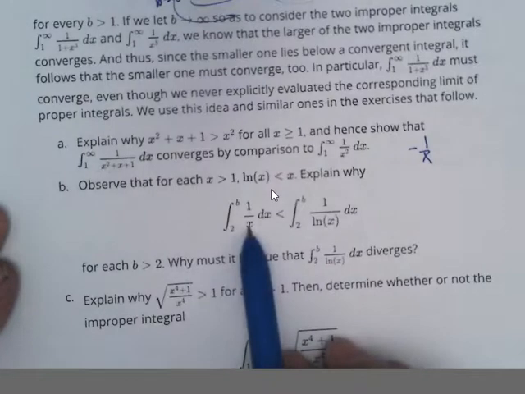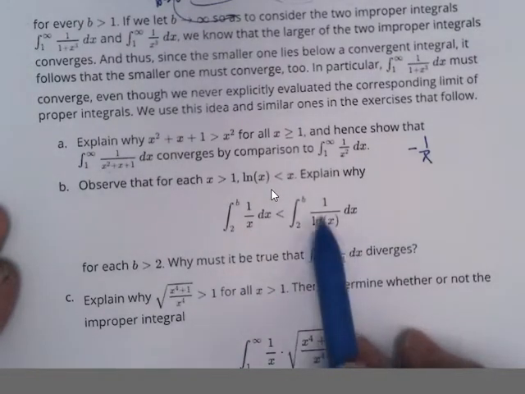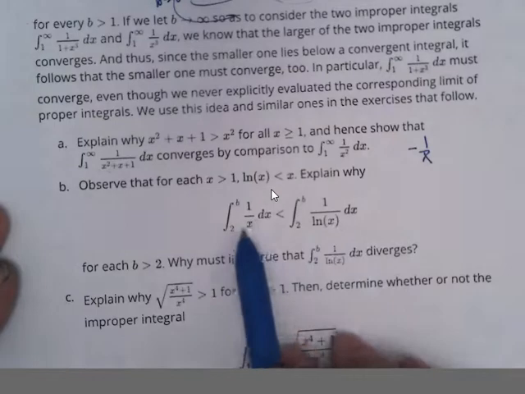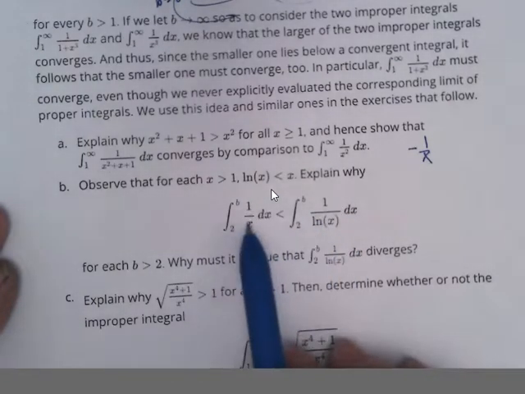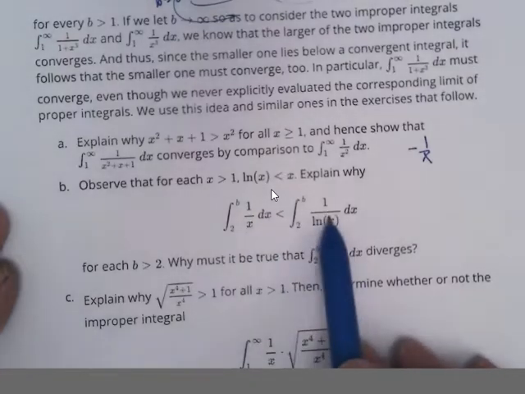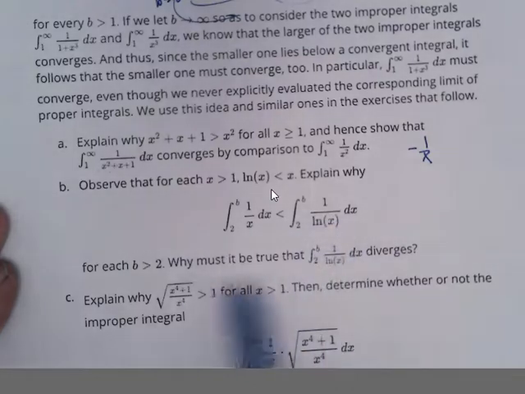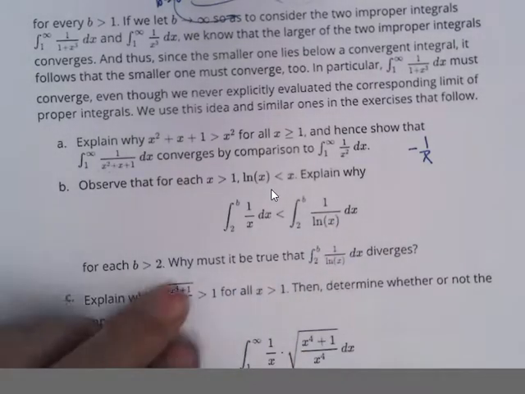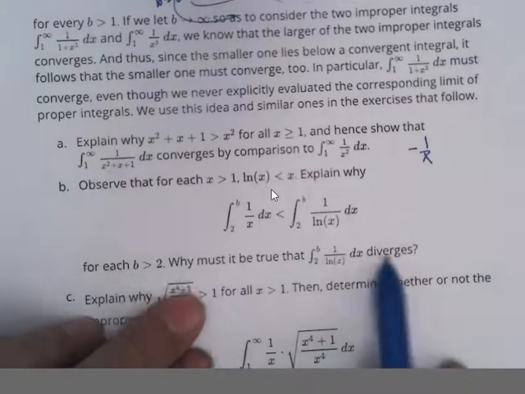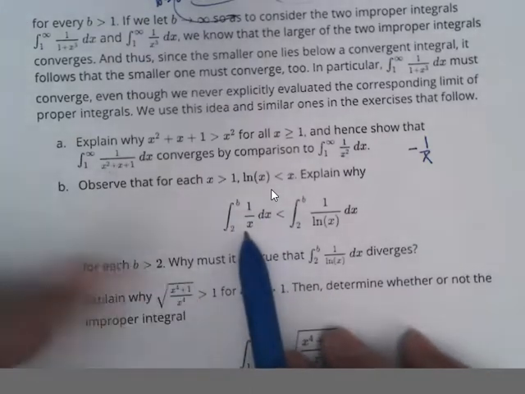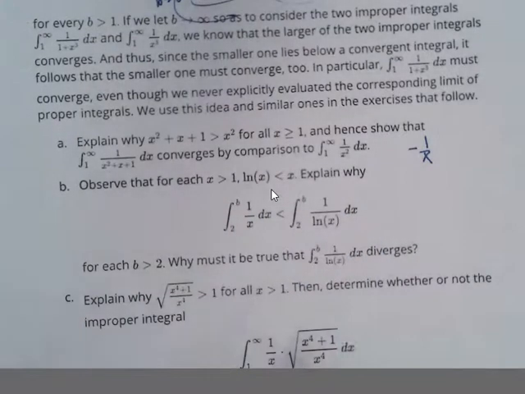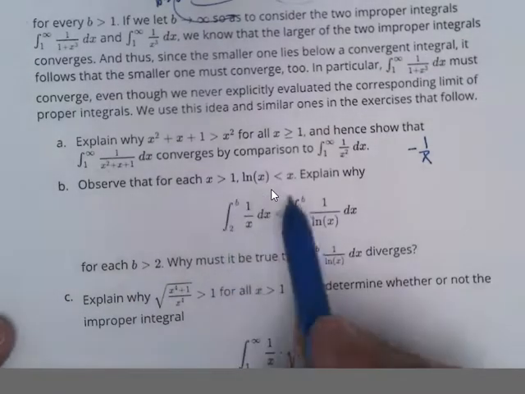And for 1 over x, ln of x is always smaller than x. This is always bigger than that, so this denominator is always bigger than that denominator, which makes this fraction always smaller than this fraction, and you can do the integration on that. And why must it be true that this diverges? Well, if it's bigger than this, and if you do the limit on this, you're going to find that that diverges, so this must diverge if b is going to infinity.